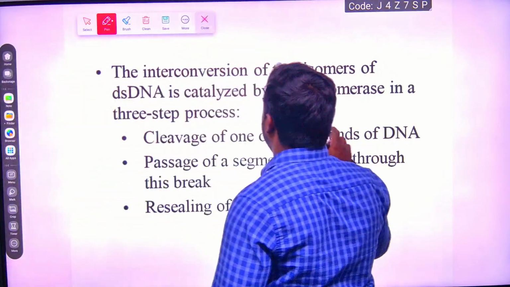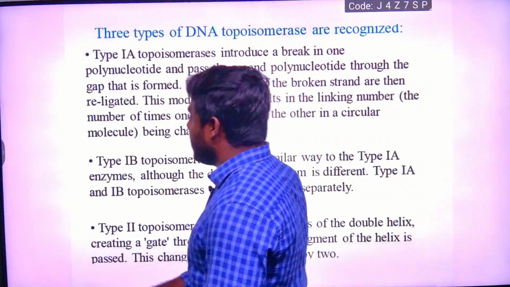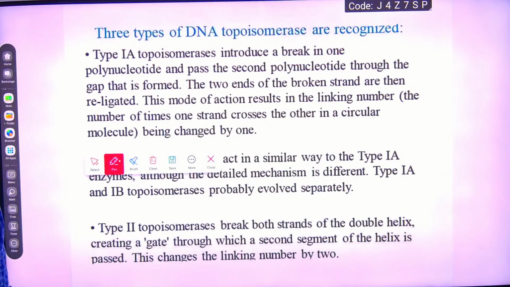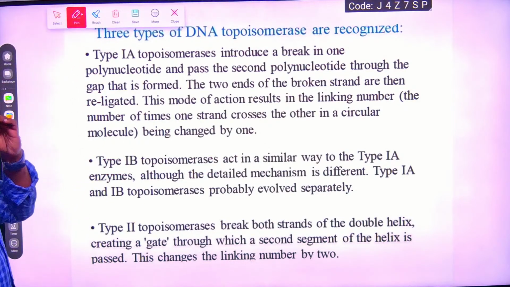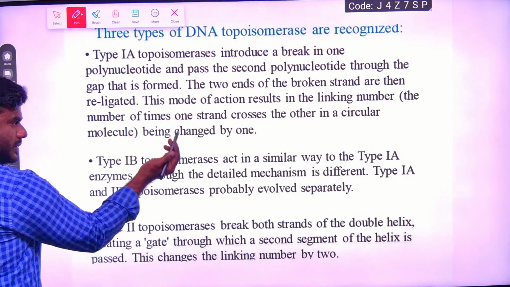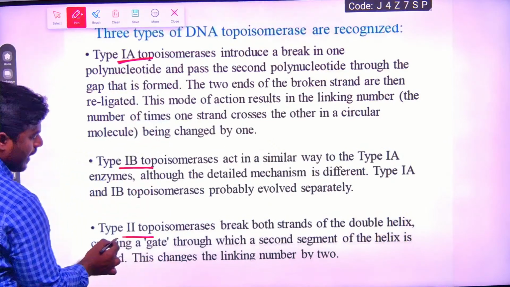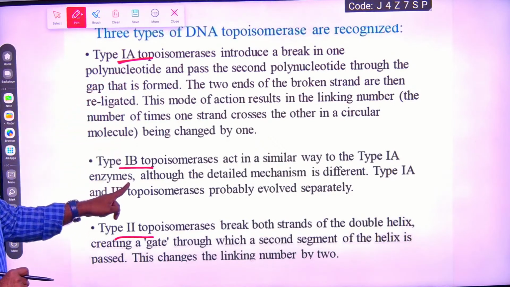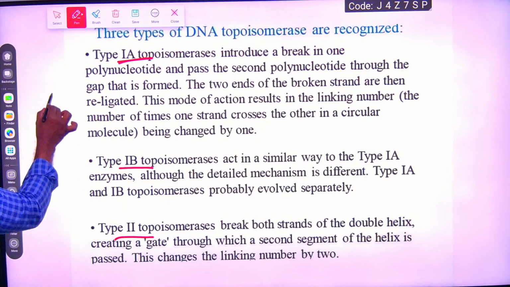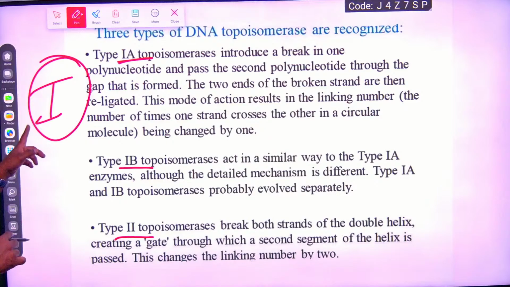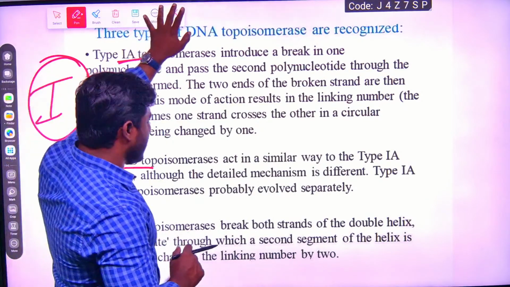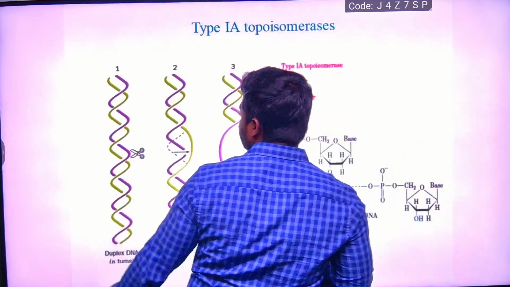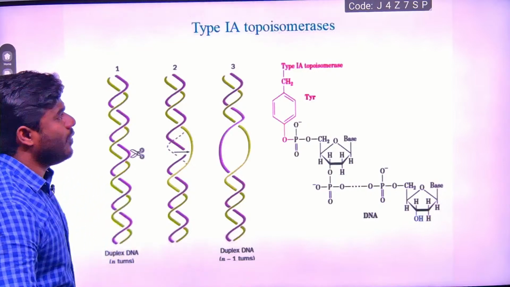Let's try to understand more elaborately how exactly it happens. Please try to remember the maximum amount of information here. How many types of DNA topoisomerases are there? Three: 1A, 1B and 2. I will explain elaborately, just follow me. Type 1A and 1B are almost similar, because they show the mechanism of acting on only one strand. Type 2 works on both strands. I will show you in the next class in the animation, but let's try to understand the overview here.